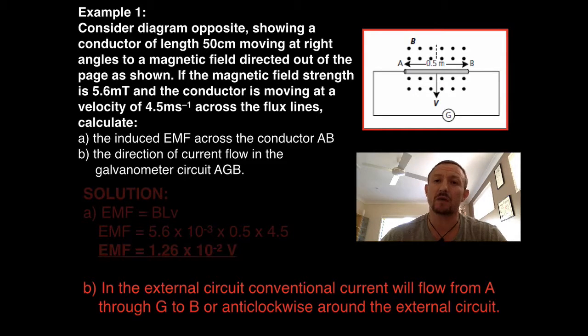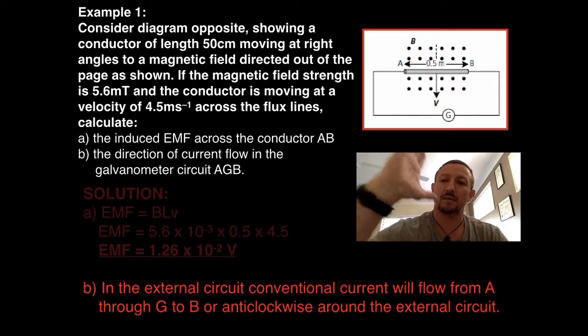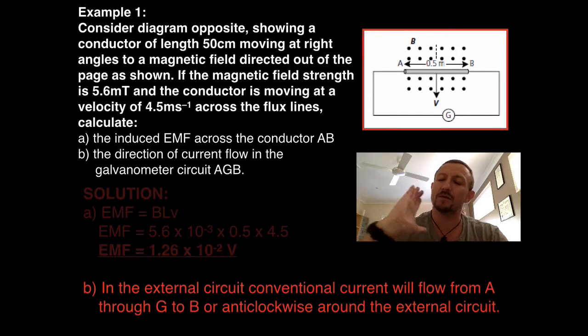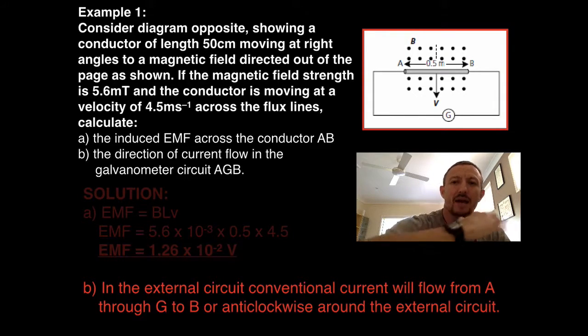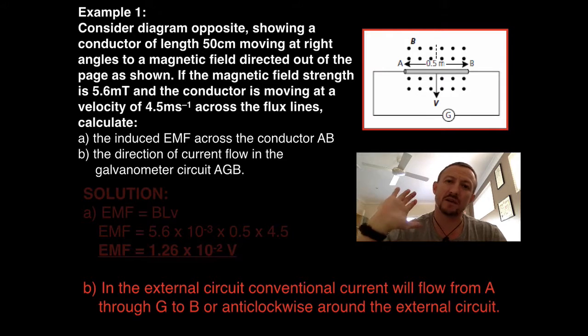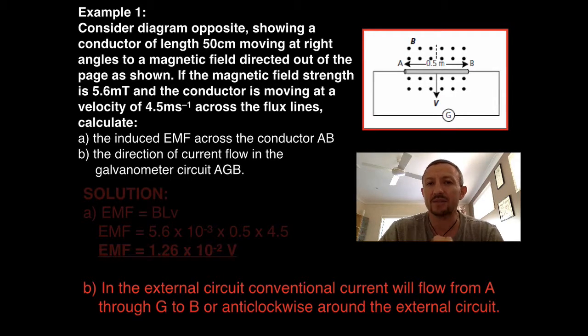So conventional current would basically state I'm coming down the page with my movement and my fingers are coming out of the page with my magnetic field. So we're pushing from A through to B, which is basically from positive to negative. But if we wanted to work out where the electrons were, the electrons actually would end up at B. So B would be your negative end, A would be your positive end. As a result, we flow conventionally positive to negative.